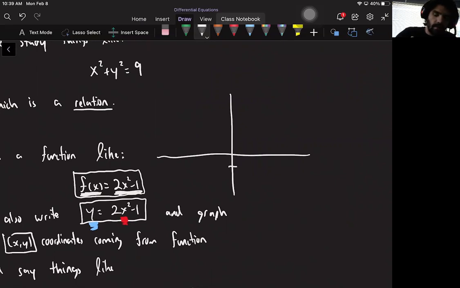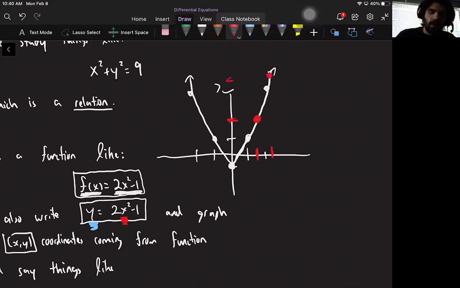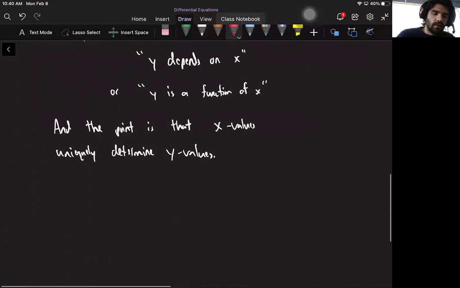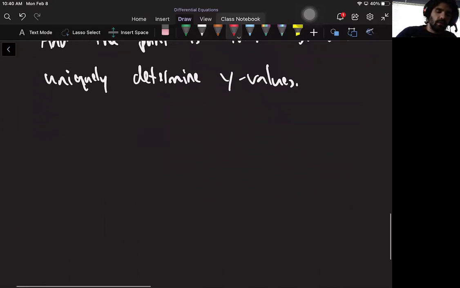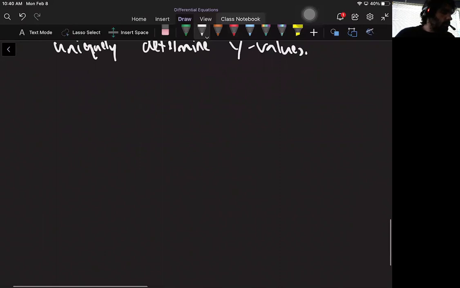If I graph this one here, just as a reminder, this is a parabola. It's going to look something like this, 1, 1, 2, 7, something like that on that side. And then it's symmetric, so it looks the same on the other side. It's a function because if I plug an x value in, it only turns into one y value. And that always happens. Any x value I pick just turns into one y value. Whereas with a relation, that doesn't happen. They're important too, but we don't study them as much.